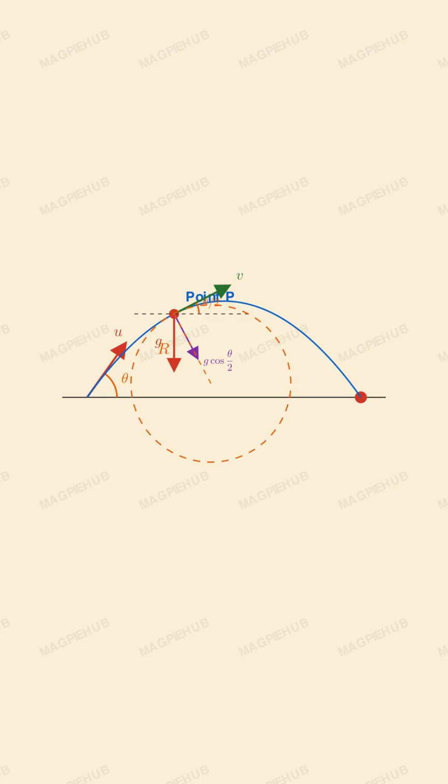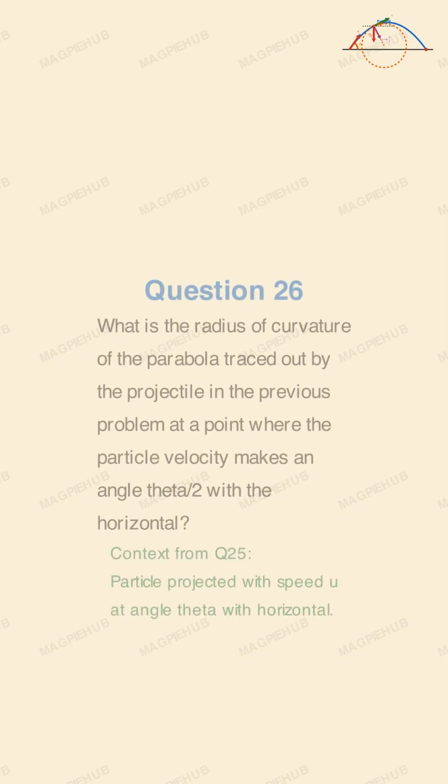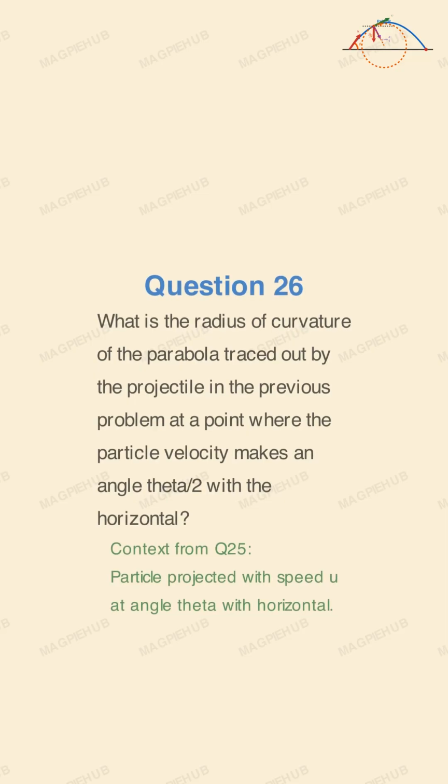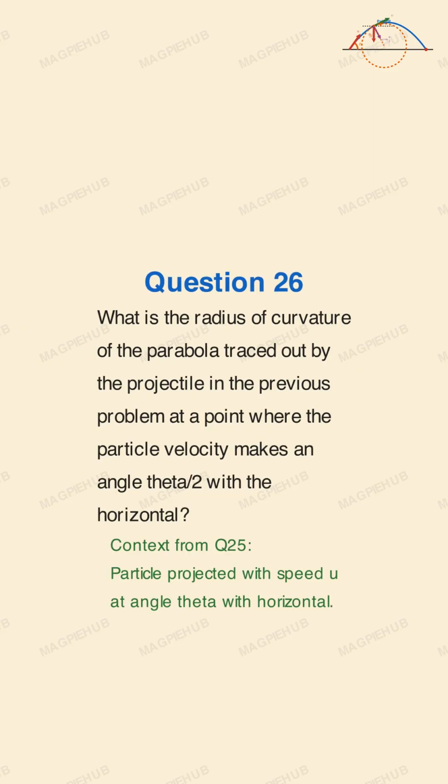we need to find. The question asks, what is the radius of curvature of the parabola traced out by the projectile in the previous problem, at a point where the particle velocity makes an angle theta by 2 with the horizontal? Recall from question 25 that the particle is projected with speed u at an angle theta with the horizontal.